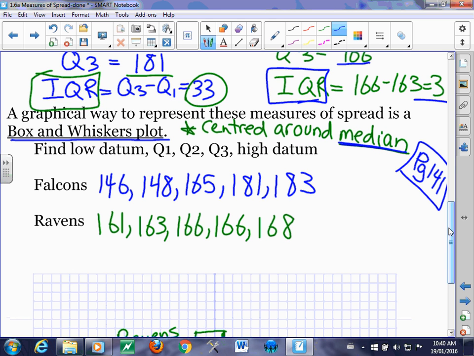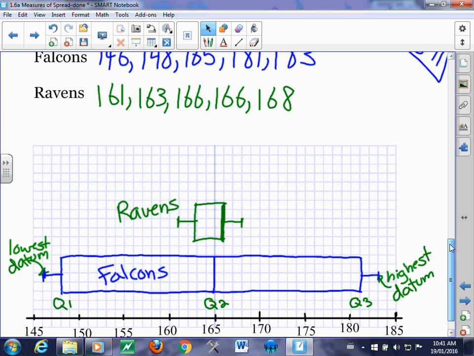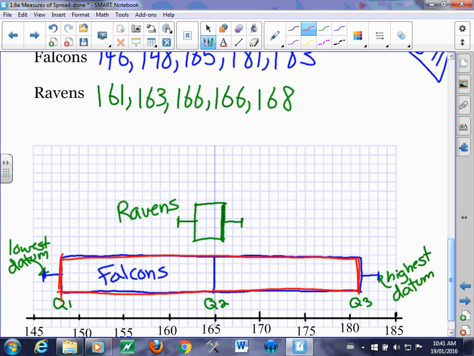Okay. So if you take your data, ladies and gentlemen, and we go to place this on a box and whisker plot, I have to set up the same scale so we can compare it. If you take a look at the bottom here, see if I can fit both of them on here, just barely. Okay, so if I know my range is 145 to 185, notice with the Ravens, folks, the box is much smaller because most of the people are similar height, whereas the Falcons is really spread out.